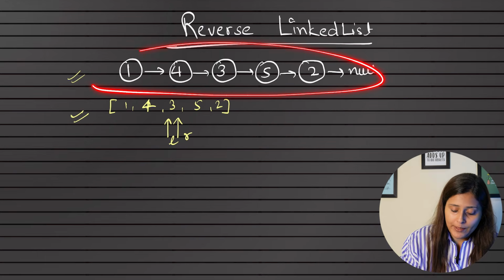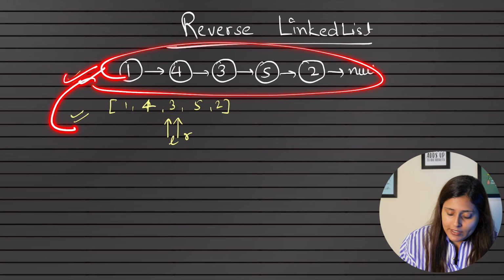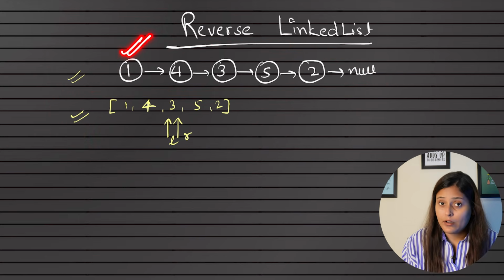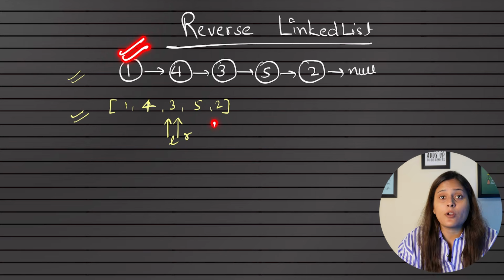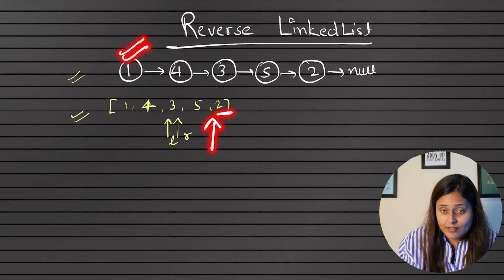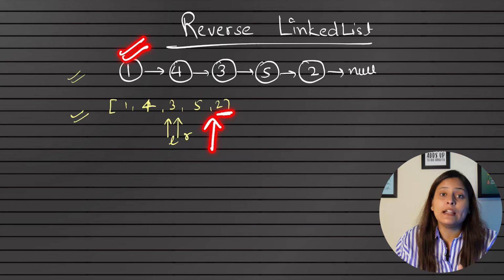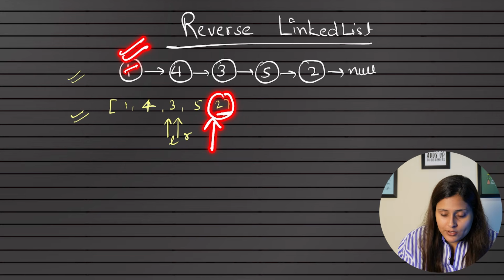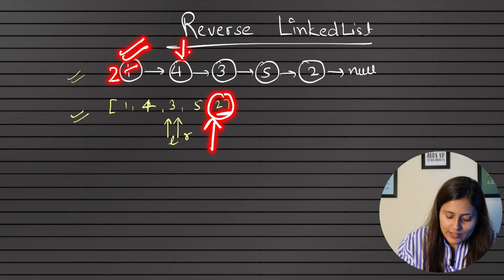Second approach will be to read whatever is there in the linked list and put it in an array. Done. Now again iterate from the head of the linked list, and this time read the values from the end of the list where you have stored the values of the linked list. So now this is 2, correct? So overwrite this with 2.